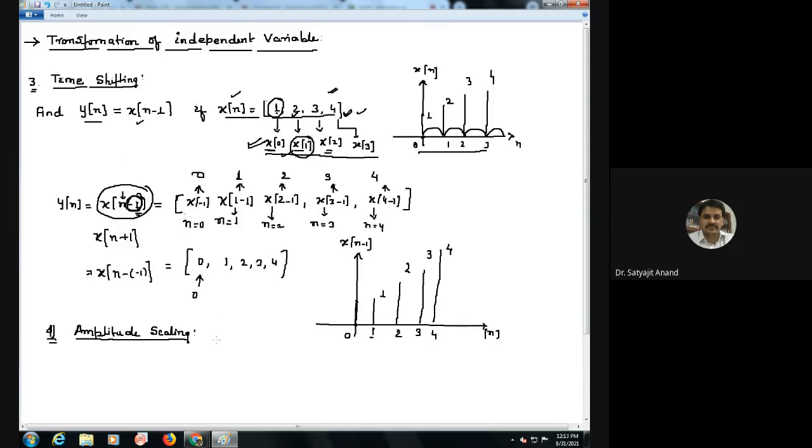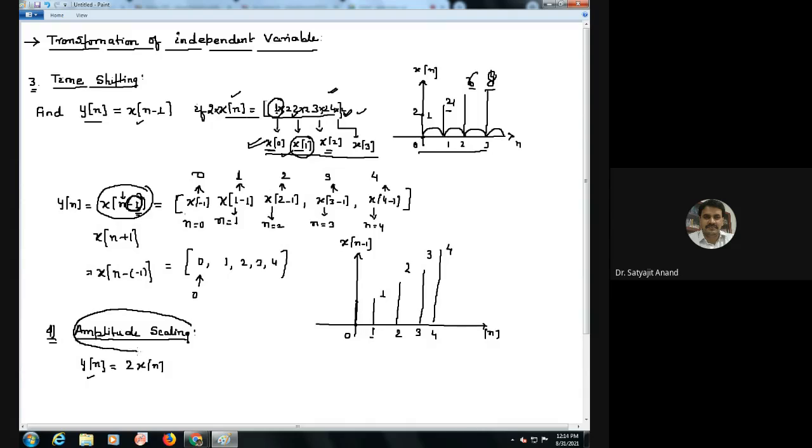Consider the same problem, and suppose I give you a problem like this: y[n] equal to twice x[n], and x[n] is this 1, 2, 3, 4. What will be the amplitude for this y[n]? If it is twice x[n], you have to multiply by 2 on both sides. So 1 into 2, 2 into 2, 3 into 2, 4 into 2. So this will be 2, 4, 6, 8. I hope you know this. Yes or no, students? This comes under amplitude scaling.